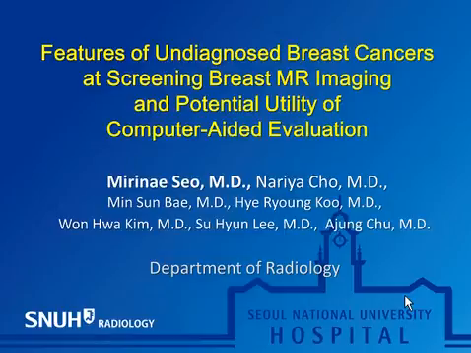The title of our study is Features of Undiagnosed Breast Cancers at Screening Breast MRI and Potential Utility of Computer-Aided Evaluation.